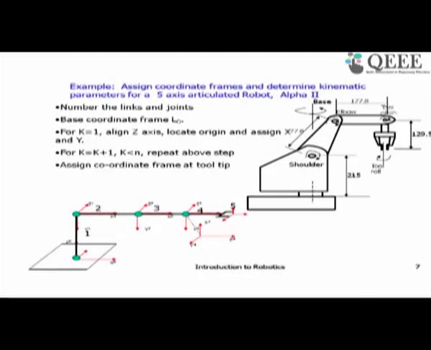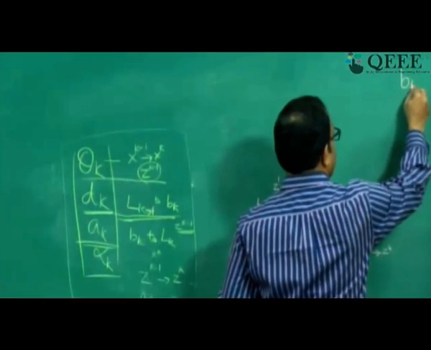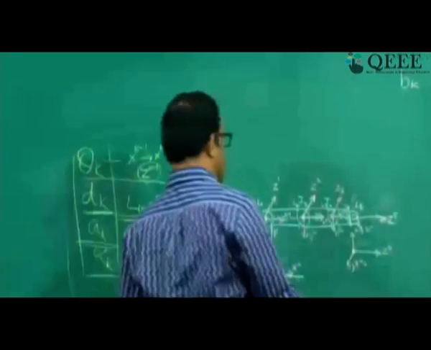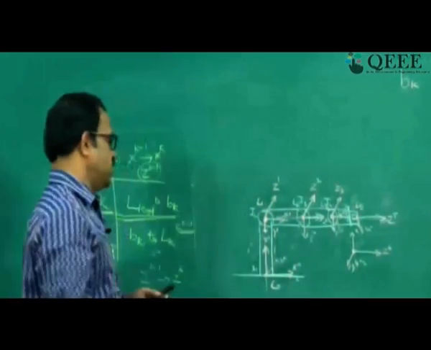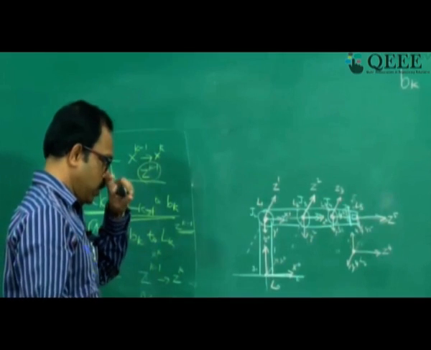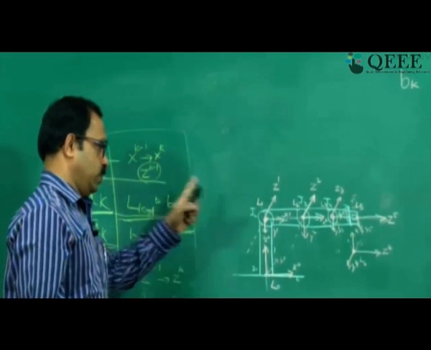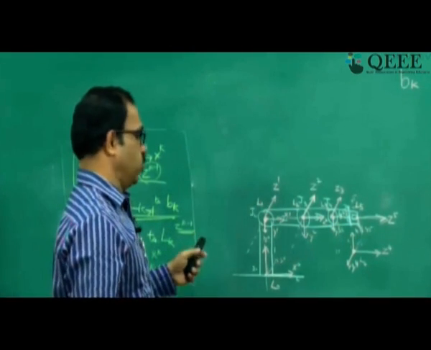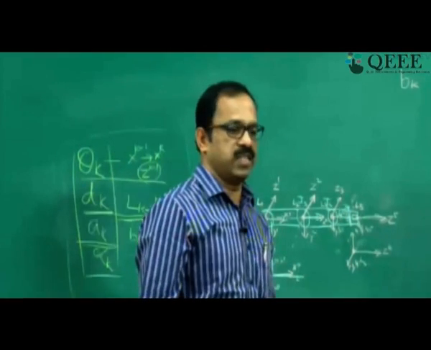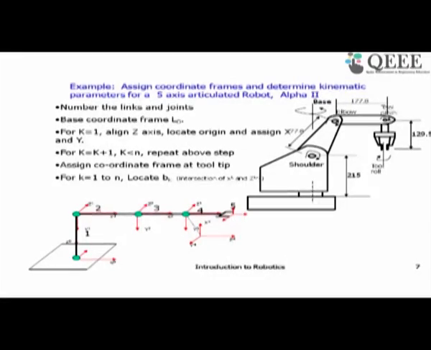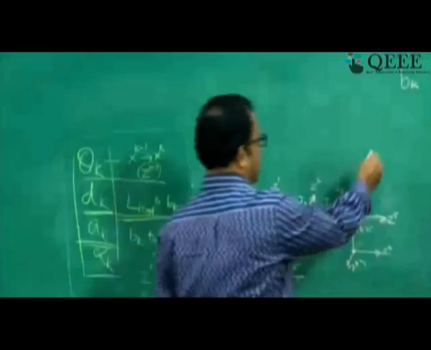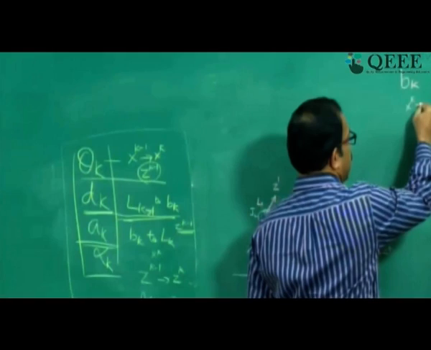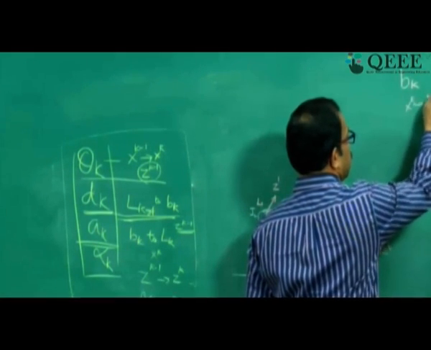The next part of the algorithm is to identify the points Bk. So we need to get the point Bk. Bk is defined as the intersection of xk and zk minus 1. So Bk is the intersection of xk and zk minus 1.